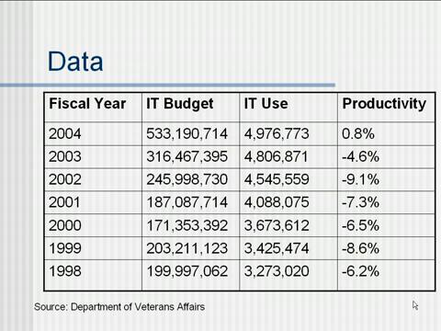The data we will use to evaluate the business value of the system comes from the Department of Veterans Affairs. The data spans fiscal years from 1998 to 2004. Column 2 shows the IT budget, column 3 the number of records in the VISTA system, and the last column the cost per patient index, which will indicate productivity and revenue.